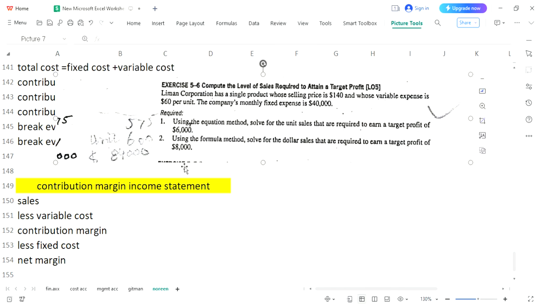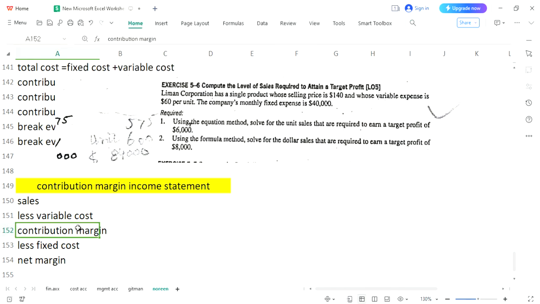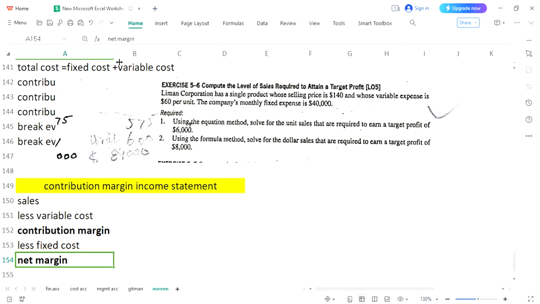Even without reading the question, I have written it because it is understood that, right or left, the main theme is to calculate your net margin or contribution margin. Okay, now let's start. It has a single product, there is only one product whose selling price is 140.